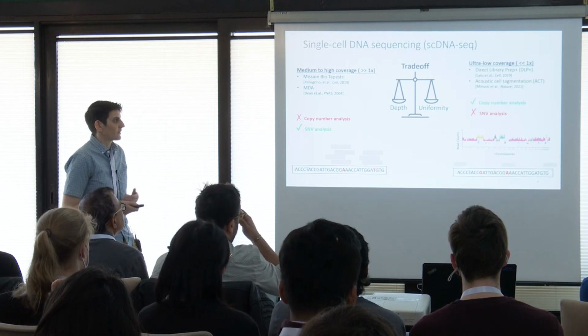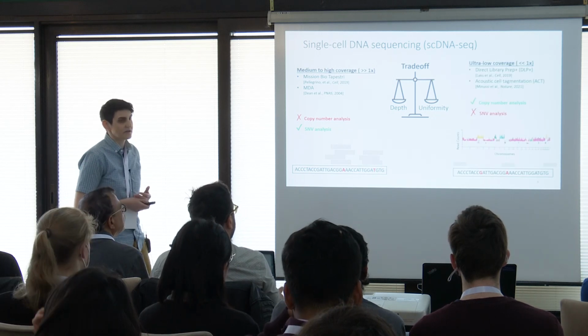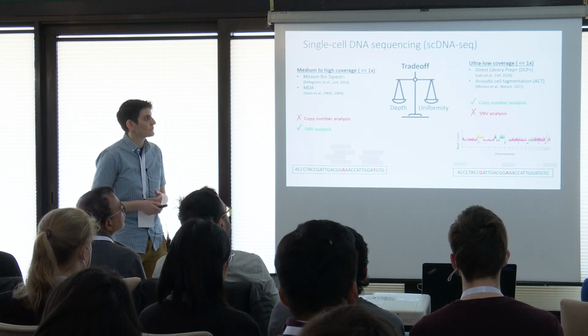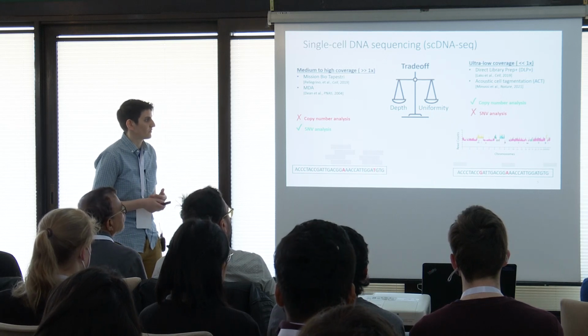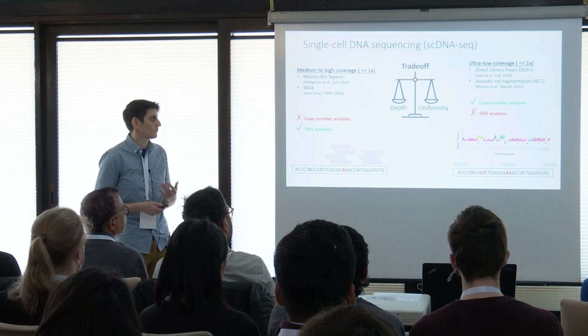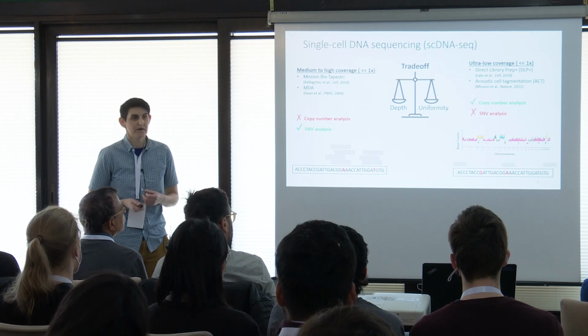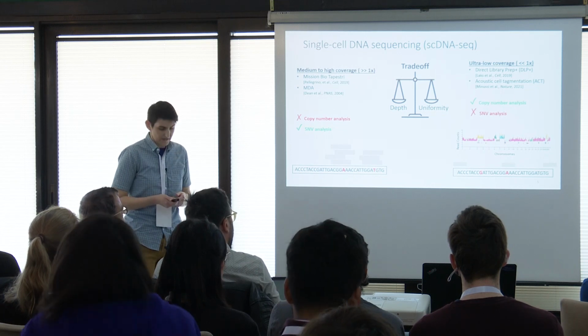Or you might consider these newer ultra-low coverage technologies, which would include DLP+ or ACT. Historically, these methods are very good for performing copy number analysis because you get uniform coverage of the genome. However, the coverage is extremely sparse, so it's not very useful for performing SNV analysis.